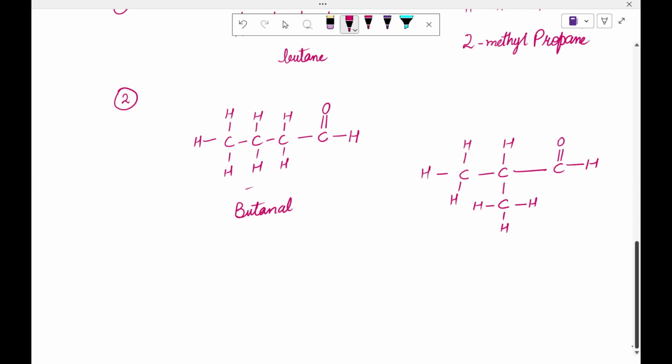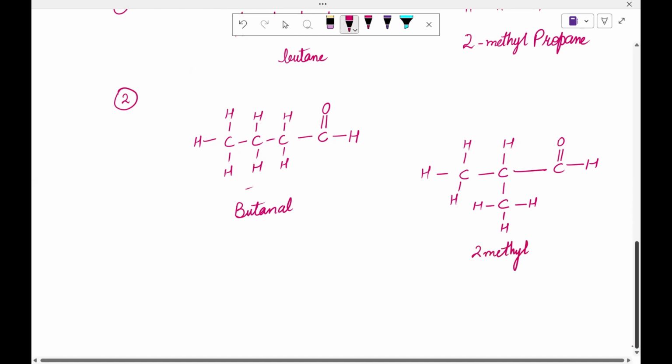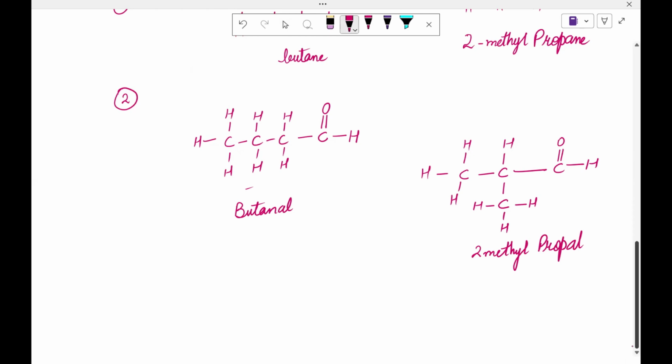So what about this one? What do we call this one? This is 2-methylpropanol. So that is fine. So we can see that the arrangement of carbon atoms on the chain is different. So this is basically called chain isomerism.